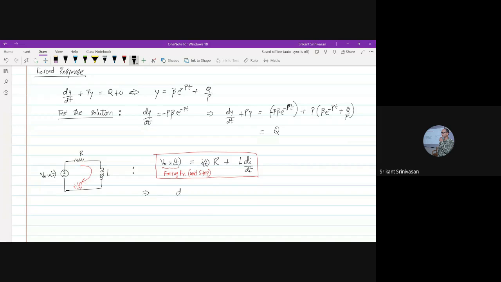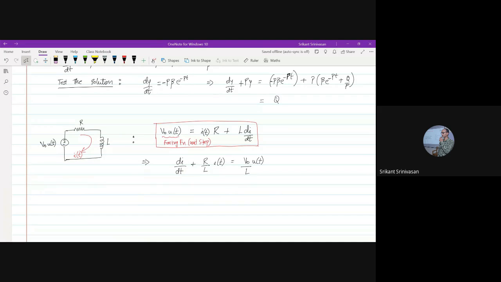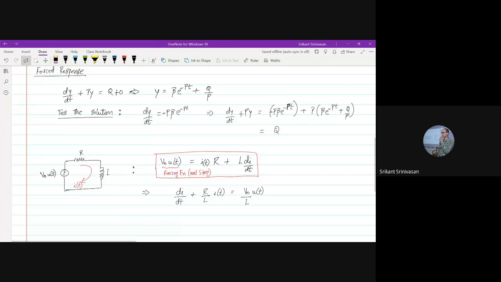So let's write it in the differential equation form. di/dt plus (R/L) i(t) is equal to V naught u(t) divided by L. Okay, and now if I were to solve this equation, then I know that using the formula given over here on top, let's highlight it.